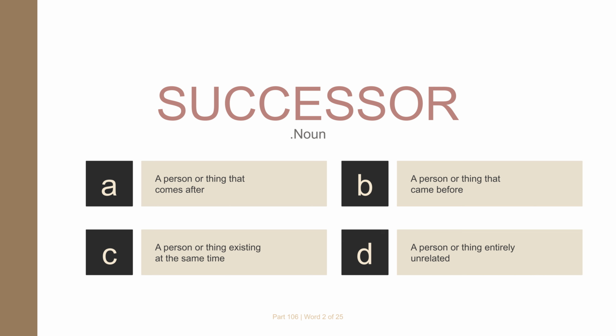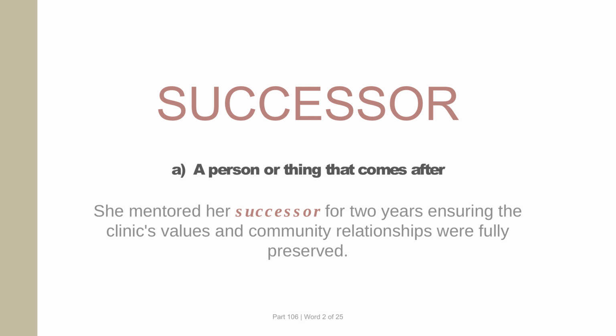Option B. A person or thing that came before. Option C. A person or thing existing at the same time. Option D. A person or thing entirely unrelated. Correct answer, Option A. The correct meaning of successor is a person or thing that comes after. Example: she mentored her successor for 2 years, ensuring the clinic's values and community relationships were fully preserved.